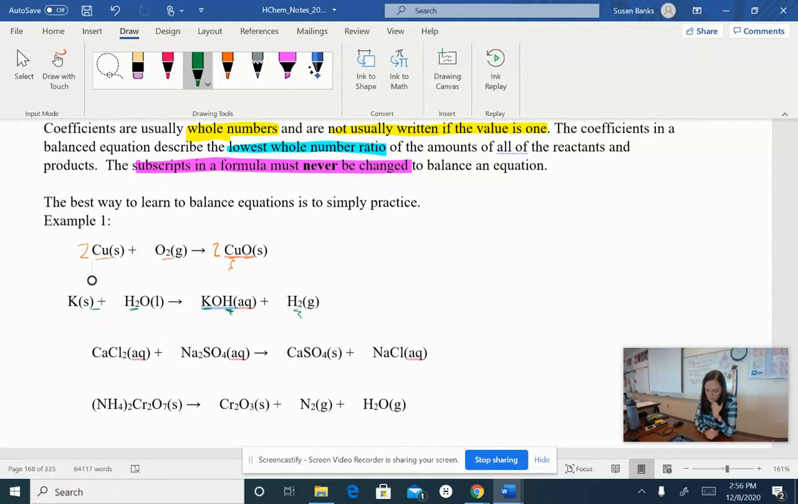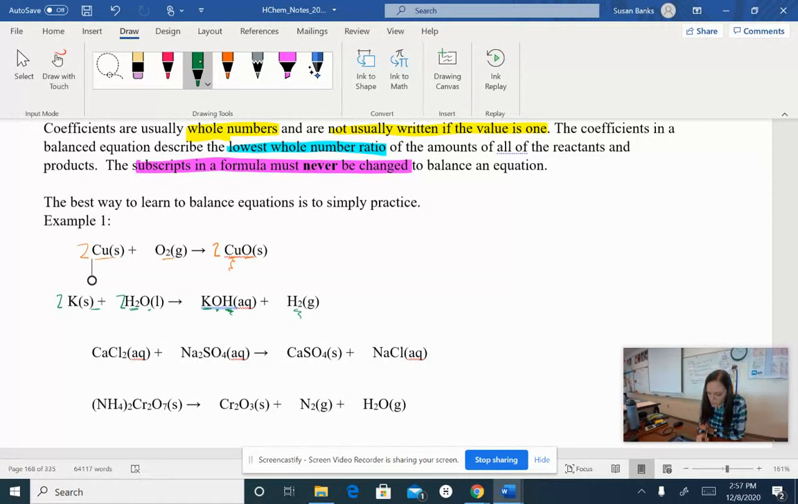That could be a problem. I've got 1 oxygen here, and I've got 1 oxygen here. Let's see. So, let's try multiplying our potassiums by 2 and our hydrogens by 2. Let's just see what that does.